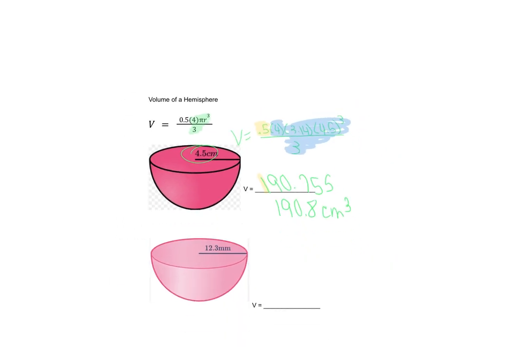Okay, and we are not going to do the surface area of a hemisphere, because depending on whether or not you want to include this flat part on the top as part of your surface area, or if it's a hollow bowl kind of a thing, it can change how your surface area is. So we're just going to do volume.